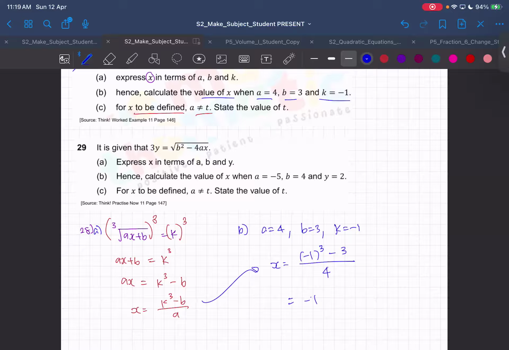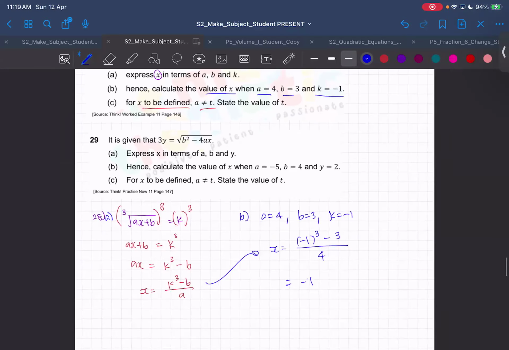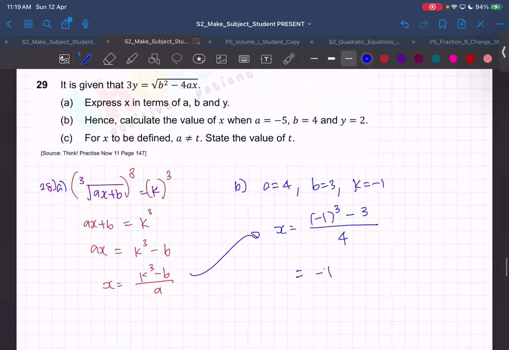Can write down question 28B. So A and B is still nothing new. Okay, look at question C.